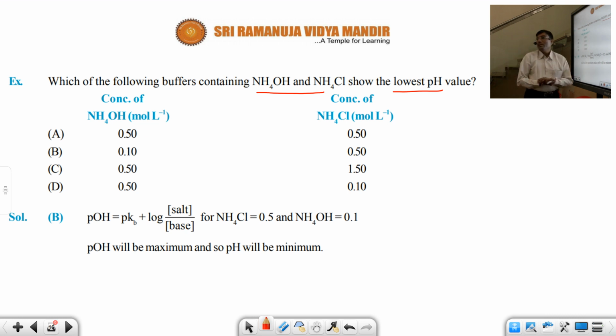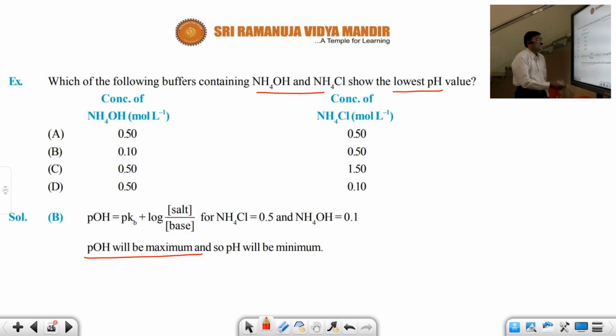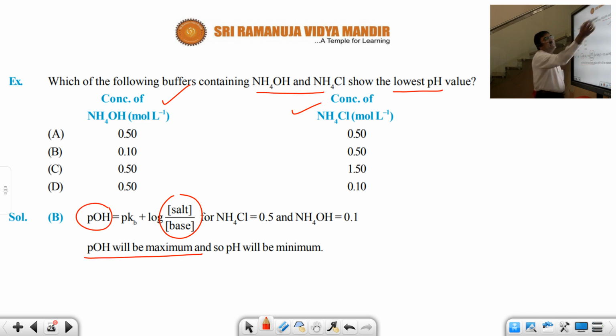Lowest pH value means pOH value will be high. pOH will be maximum. In the earlier case you have seen, what is the pH? 9. What is the pOH value here? 5. Less. When pH is more, pOH will be less, because pH plus pOH is 14. So with that principle, salt by base concentrations are given, and since the pOH asked is more, you have to choose accordingly.